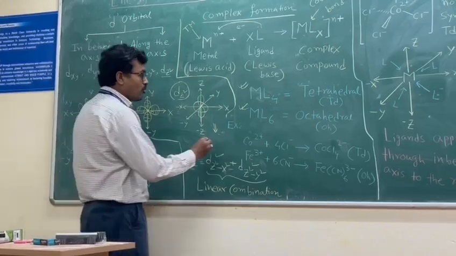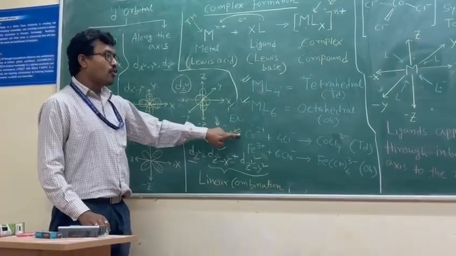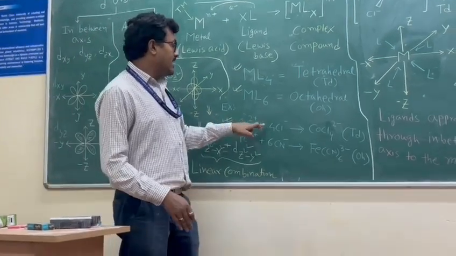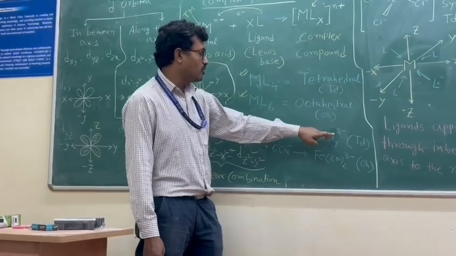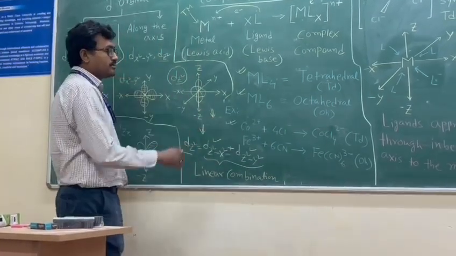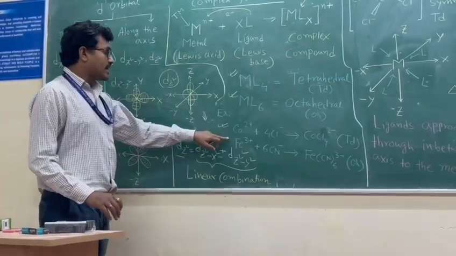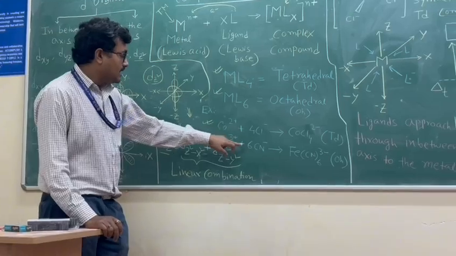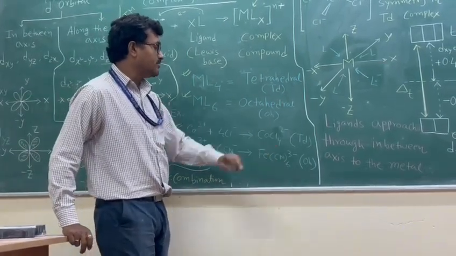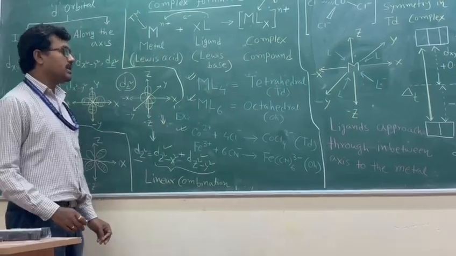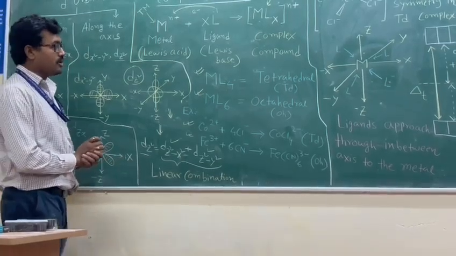Example, if we take cobalt 2+, it is a transition metal. Now if we take cobalt 2+ and react with 4 Cl-, it will form CoCl4 2-, right? Cobalt 2+ and 4 Cl-. It is an example of tetrahedral complex formation. If we take iron 3+ and then 6 Cl-, then it forms FeCl6 3-. It is an example of octahedral complex formation. Okay, so these are the two examples of complex formation.